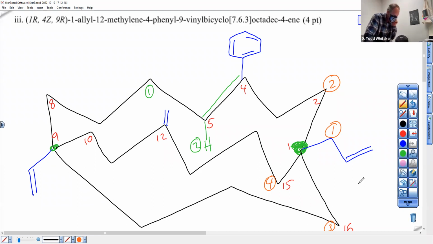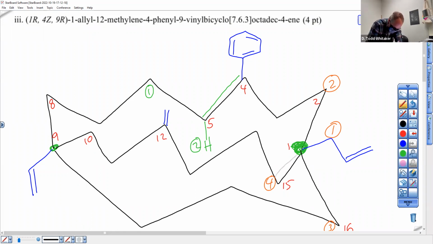And we want it to be R, and right now it is S. If you connect 1, 2, 3, counterclockwise, 1, 2, 3. Counterclockwise, 1, 2, 3. Don't pretend you're connecting this way. You got to go around your stereo center, right? 1, 2, 3 is S. We don't want it S, so what's your solution? Wedge on 4. Nice.